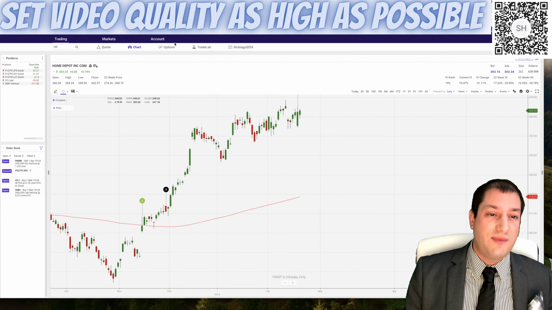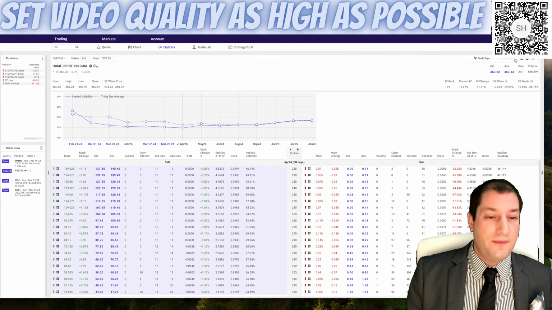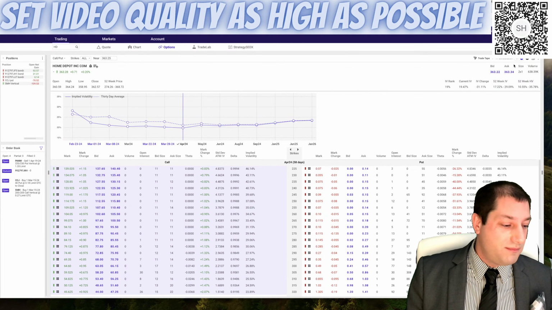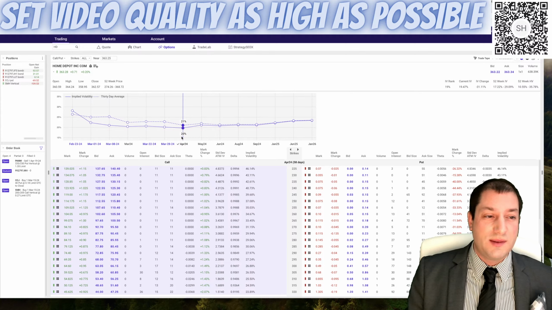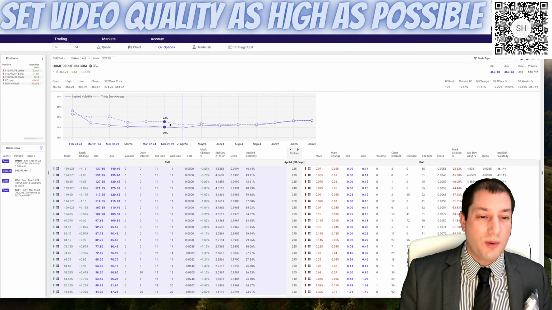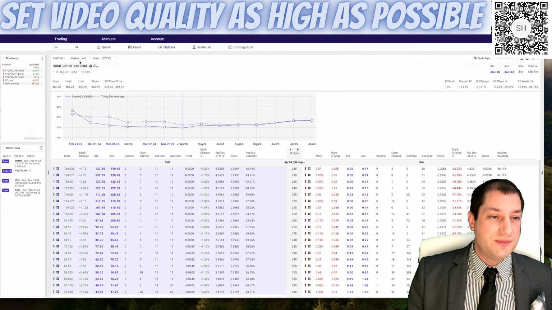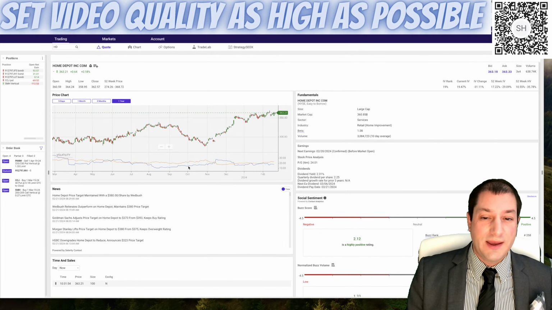Let's take a look. Volatility-wise, nothing. You see how the solid line is lower than the dotted line? That means implied volatility is lower than the past 30 days average. And that makes sense for post-earnings. It hasn't really gone anywhere.